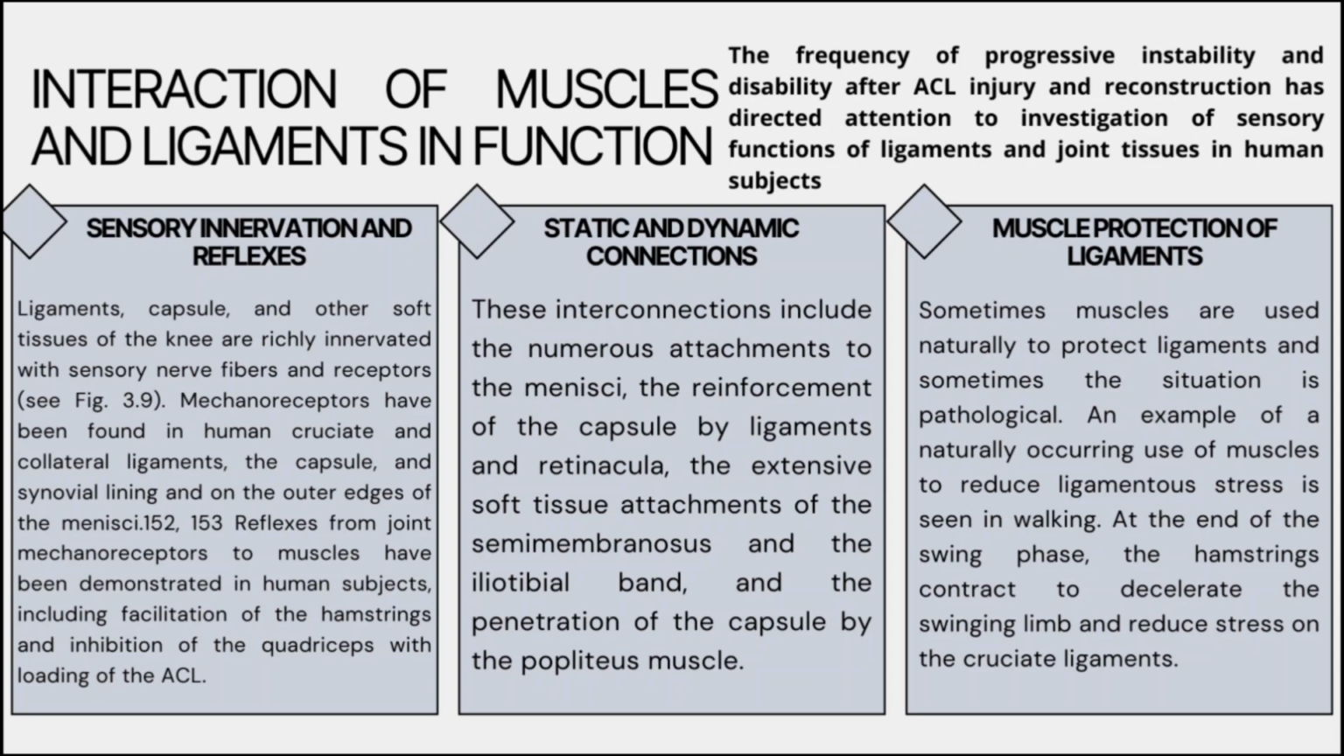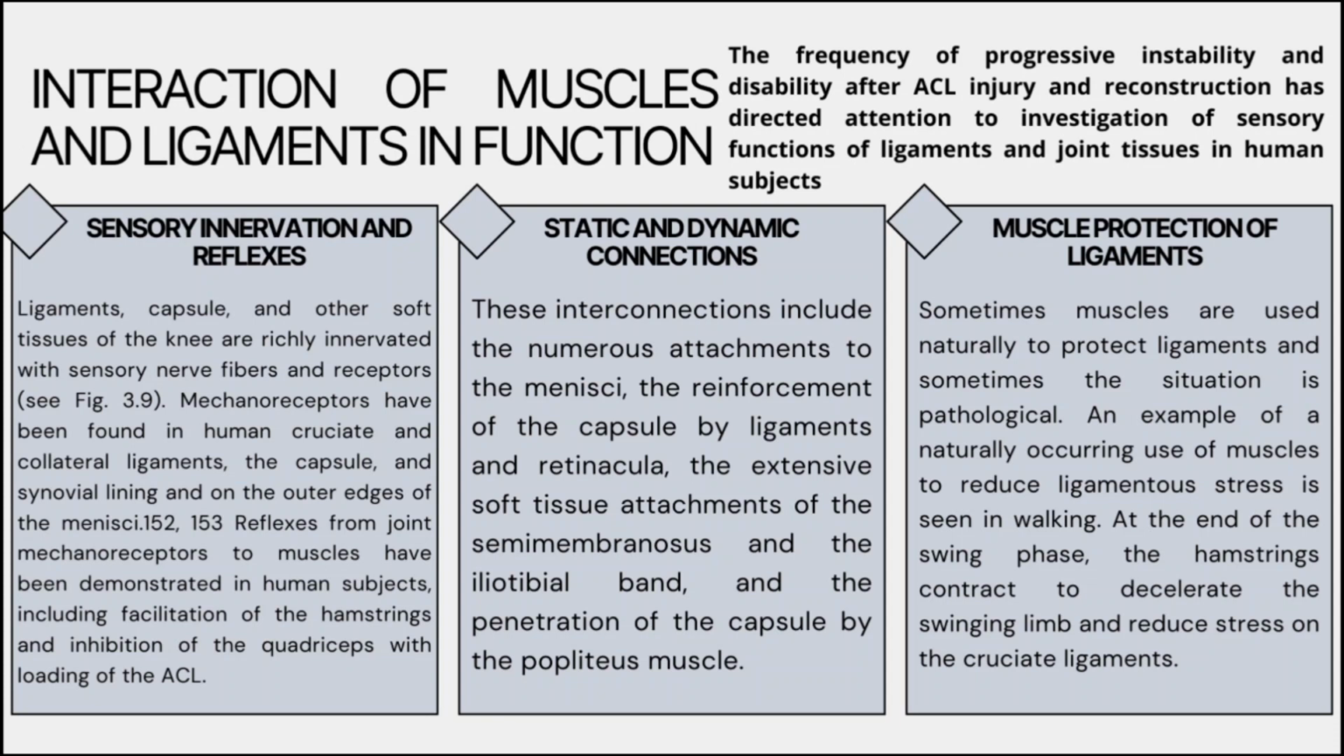First, we have the sensory innervation and reflexes. Ligament capsules and other soft tissues of the knee are richly innervated with sensory nerve fibers and receptors. Mechanoreceptors have been found in human cruciate and collateral ligaments, the capsules and synovial lining, and on the outer edges of the menisci. Reflexes from joint mechanoreceptors to muscles have been demonstrated in human subjects, including facilitation of the hamstring and inhibition of the quadriceps with loading of the ACL.